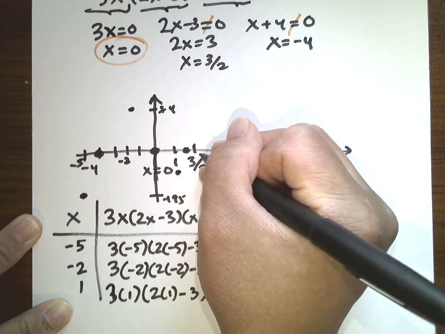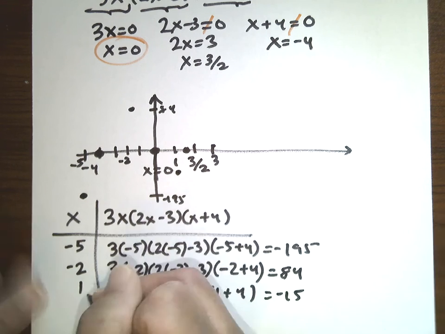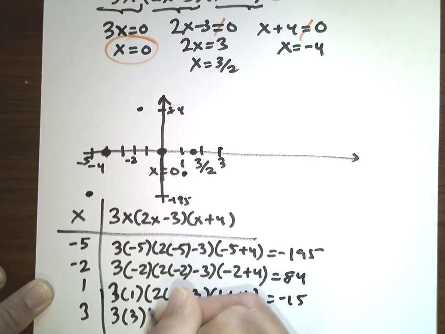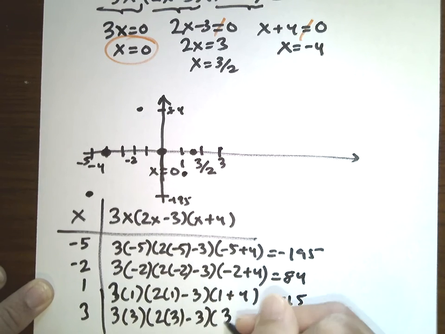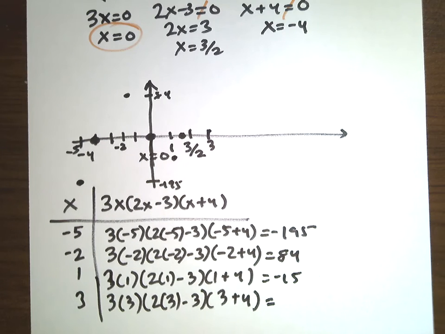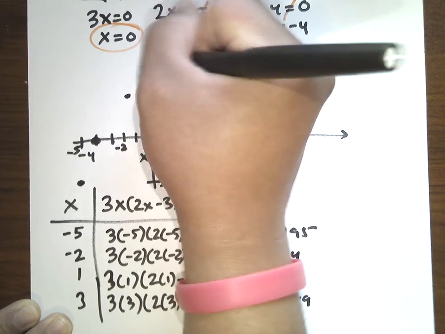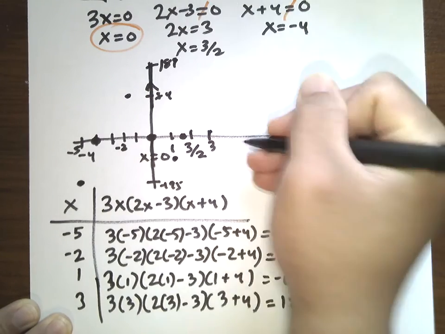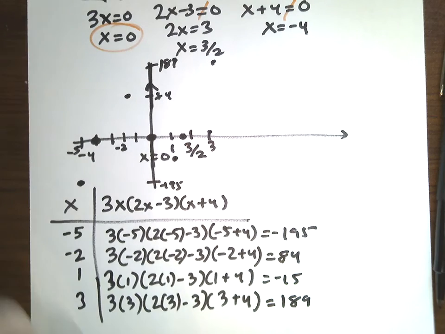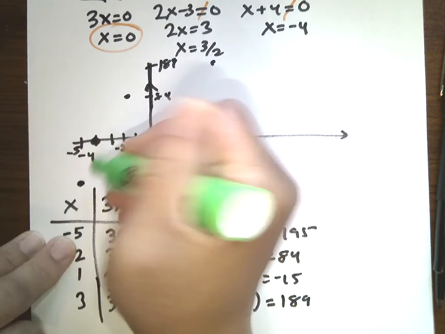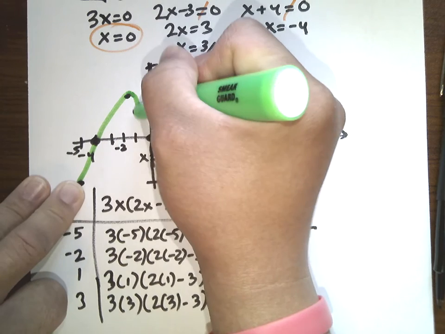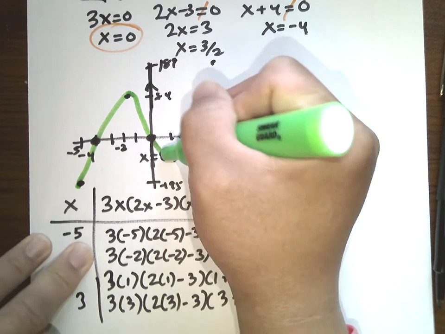Let's just say that's 2, so let's go with 3, all right? 3 times 3, and then we have 2 times 3 minus 3, and then 3 plus 4. That gives us 189. So way up here at, again, this isn't to scale, but 189 is up here somewhere. So 3, 189. And then I just draw a graph in between these points. So it looks like this, and then it went back down here, and then back up.